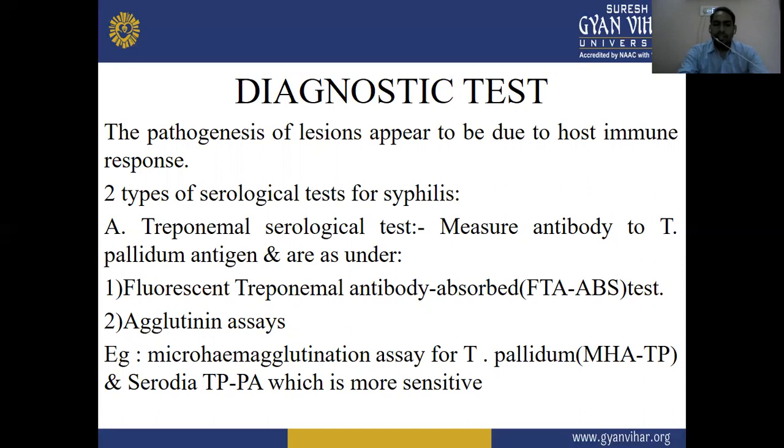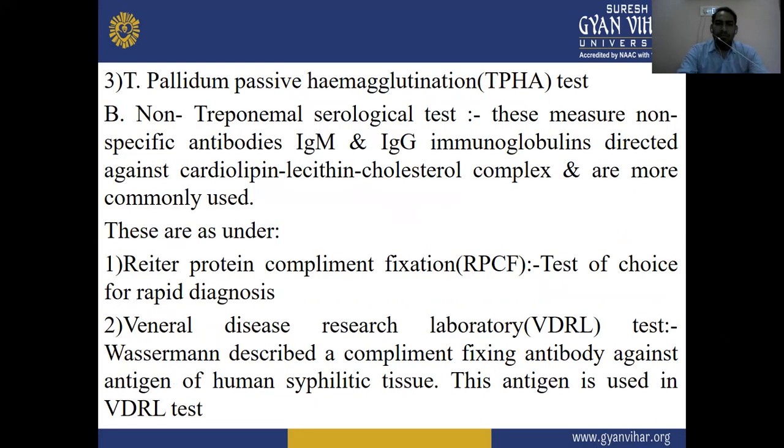Next one, agglutination assay. Example, microhemagglutination assay for Treponema pallidum, which is more sensitive. Next one, Treponema pallidum passive hemagglutination test, TPHA test.